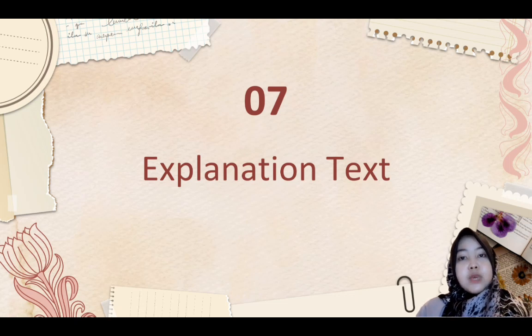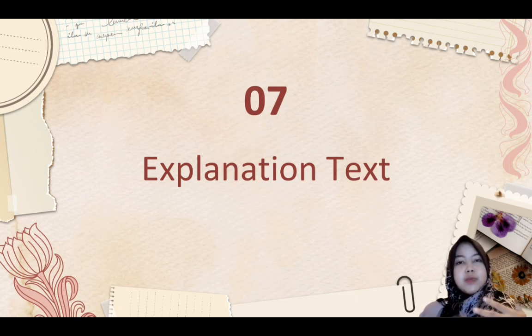Okay, last we have explanation text. Explanation text is a type of written or spoken content that is designed to clarify and inform the reader or listener about a specific process, concept, or phenomenon. It aims to provide a clear and detailed account of how something works and why something happens. Explanation texts typically break down complex topics into simpler, understandable components and use logical and coherent explanation to make the subject comprehensible.